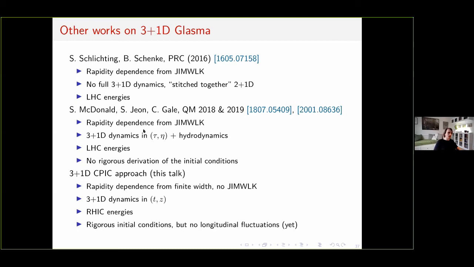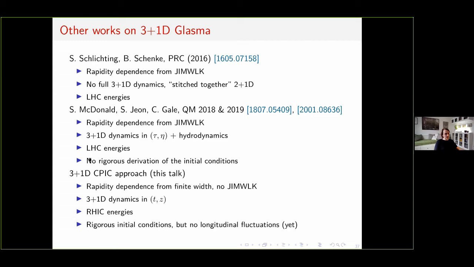Then, recently, the work by McDonald, Jeon, Gale, again, rapidity dependence comes from JIMWLK equations. They have actually full 3D dynamics in a tau-eta frame with coupling to hydrodynamics. They can go to LHC energies, so it's all great, but I would say their initial conditions are not really rigorous, so it's not really clear how you would come up with these.